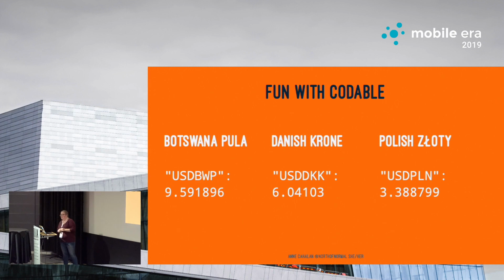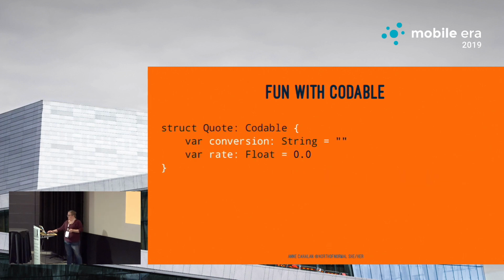The relevant part of the currency API response looks like the one on the end here when you're converting to the Botswanan pula, and the one in the middle there when you're converting to the Danish krona, and the one on the end there when you're converting to the Polish zloty. And you will notice that the keys are all different. And I wanted to decode all of that in a really simple currency struct that looks like this, which with coding keys and a consistent key would be a breeze. I wouldn't even have to think about it. Codable would do it for me.